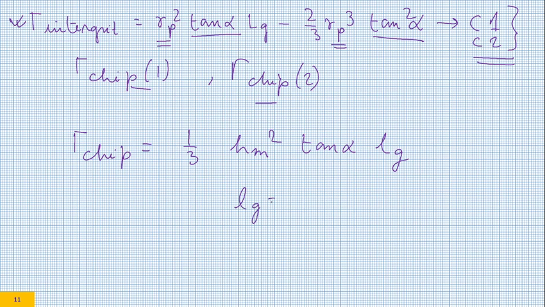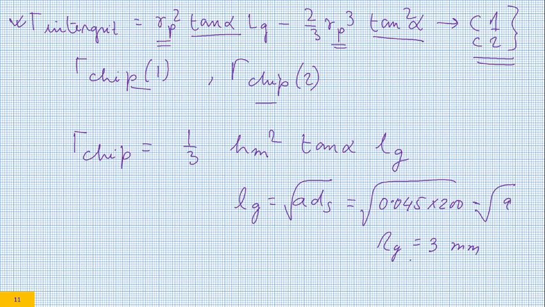So Lg was root over ADS, which was 0.045 into 200, which is hopefully 9. So Lg is equal to 3 millimeter. That we have calculated. Now we have to calculate Hm. To calculate Hm, we have 3 by C tan alpha Vw by Vs root over ADS.